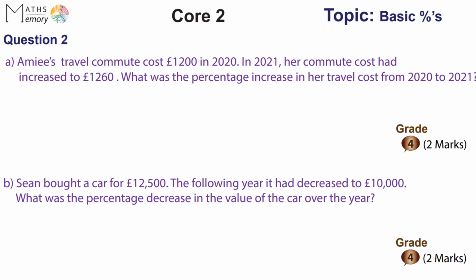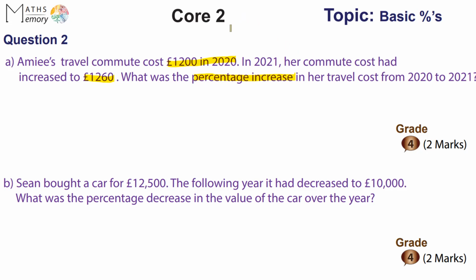Question 2, core 2. Press pause, write parts A and B down, and press play when you have finished. So Amy's travel commute cost her £1,200 in 2020, and the following year, in 2021, her commute cost her £1,260. What was the percentage increase in her travel cost from 2020 to 2021?